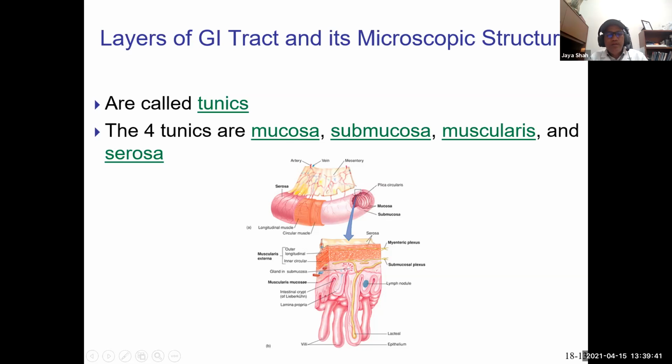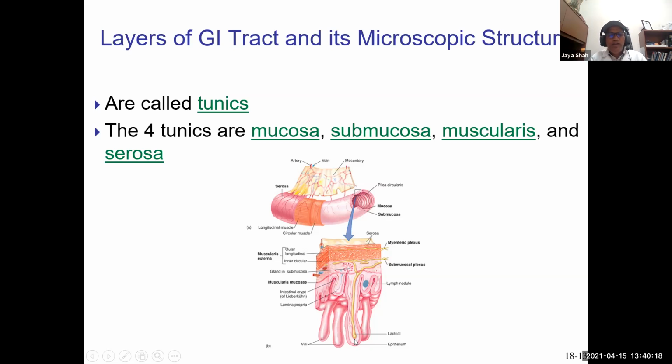Mucosa layer. So the mucosa layer has structure. It has muscularis mucosae. Then you have the lamina propria, which is the connective tissue under the epithelium. And then you have the epithelial lining, you see? This enfolding of the epithelium is called plural villi, or singular villus.